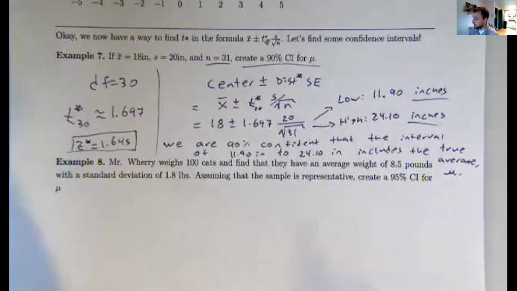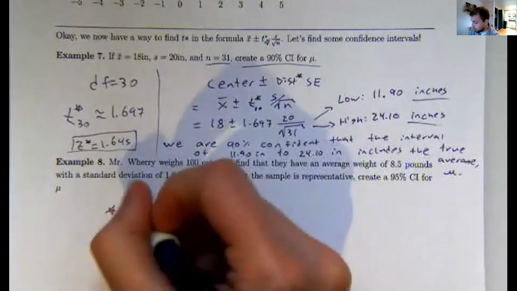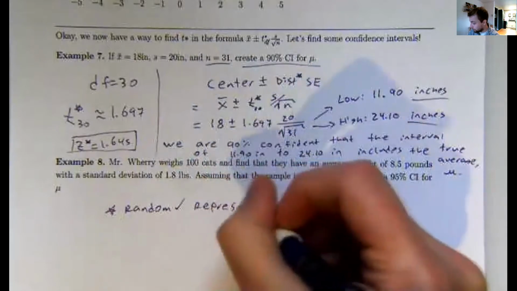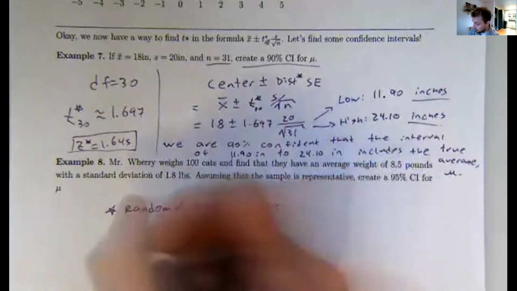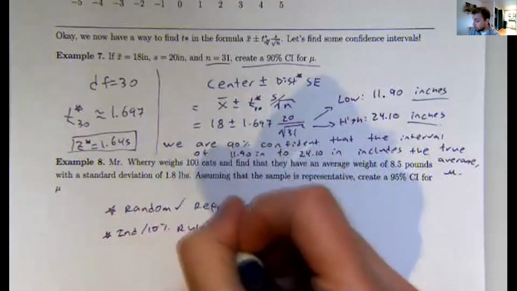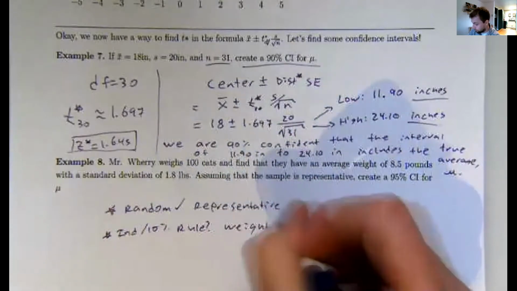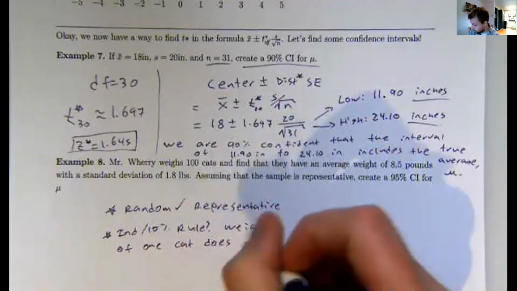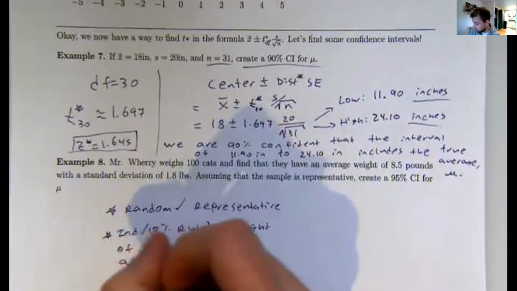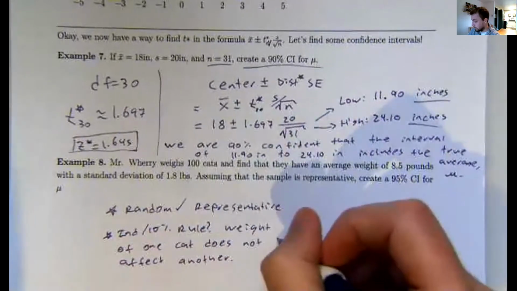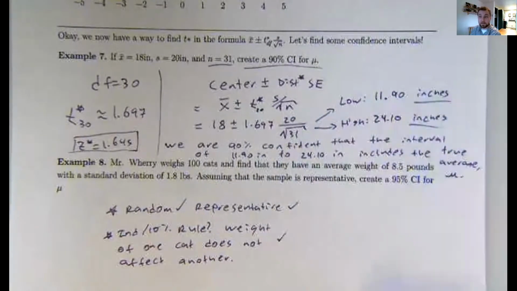Now here's why I might say this sample is representative. That would mean that there's no bias. So if I'm checking my assumptions, random, I feel pretty good about this. It says it's representative. Independents are 10%. Well, I probably have both. Weight of one cat does not affect another. It's not like cats sympathy eat. If one cat starts eating a lot, it's not like another cat starts eating a lot, unless they live at the same house, I guess.